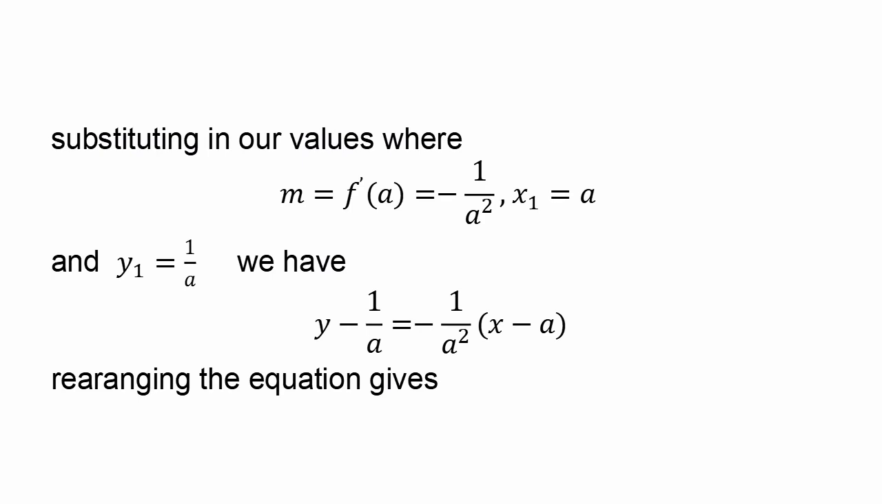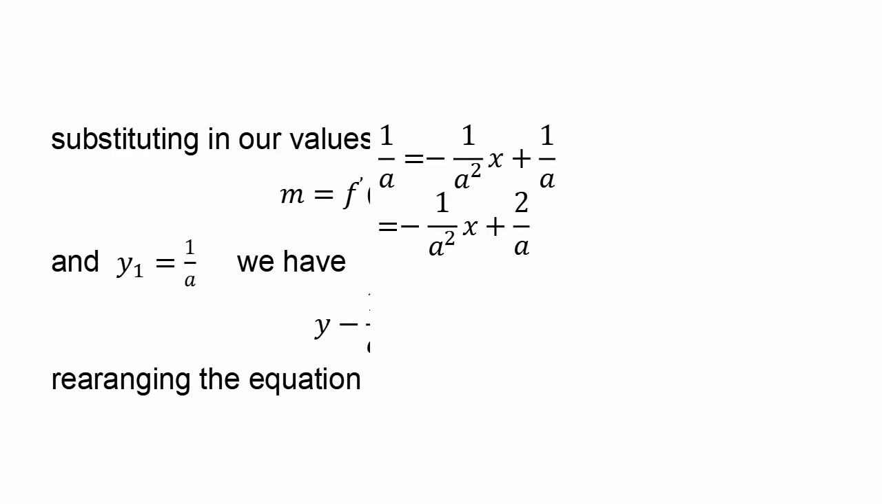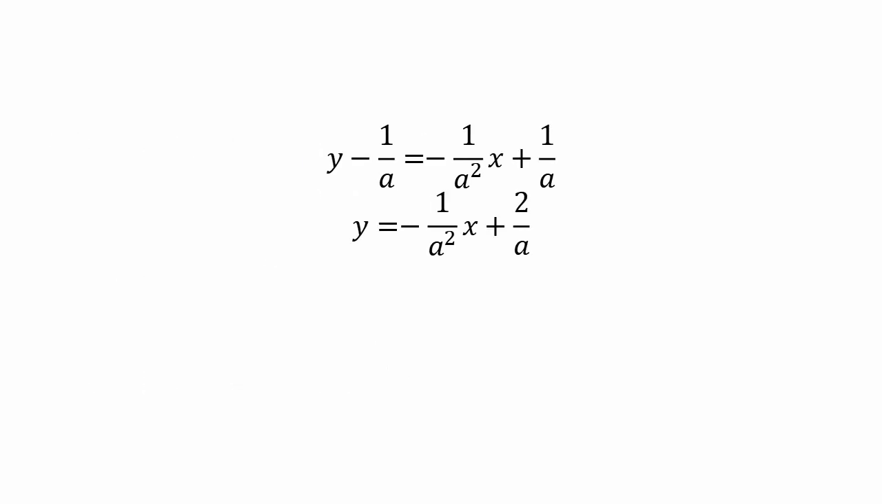Rearranging this equation gives y minus 1 over a is equal to -1 over a squared times x plus 1 over a. So y is equal to -1 over a squared times x plus 2 over a.